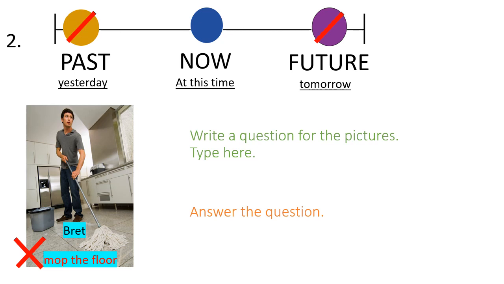Okay, so here we have the same action, but a different timeline. So for this question and answer, we're not talking about the past. We're not talking about the future. We're talking about now, at this time, okay? Also, notice there is a red X next to the action. Remember, the red X means no. Okay, so no is your answer.